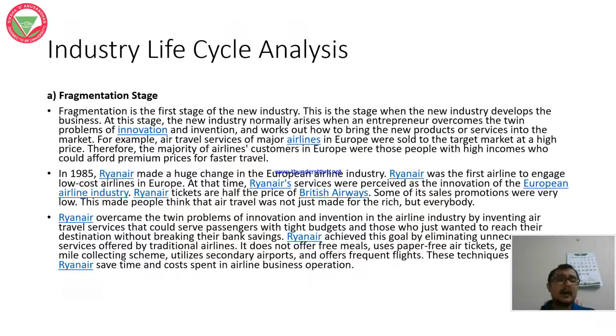But in 1985, Ryanair made a huge change in the European airline industry. Ryanair was one of the companies, like we had our Deccan Airways and our Indigo, which are normally known as no-frills airlines. No-frills airlines means that in comparison to other airlines, they offer their seats for a cheaper price. And in order to save money, they cut down all the unnecessary or luxurious things that are offered by the other players, which we are going to discuss.